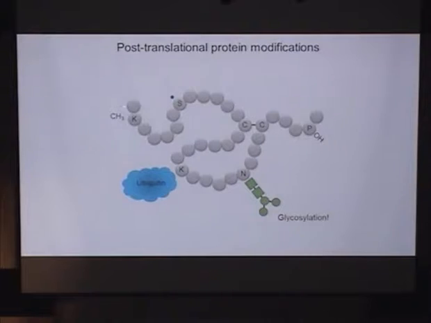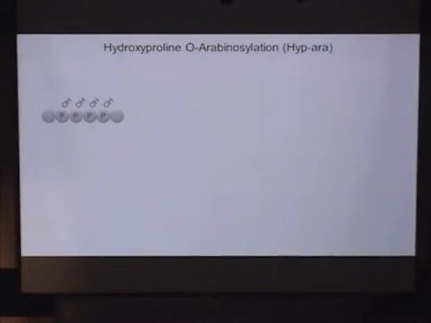These include things like methylation, phosphorylation, the addition of phosphate groups, cysteine bridges, forming covalent links between different residues within the protein, hydroxylation, the addition of hydroxyl groups, ubiquitination, and a whole bunch of other modifications, including glycosylation, the addition of sugars to protein backbones. And this Hyp-ara modification that all plants and green algae share is a type of glycosylation.